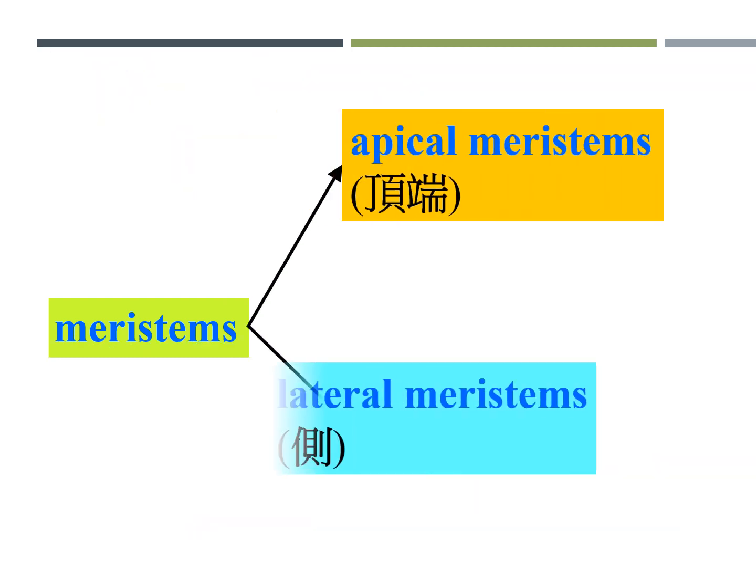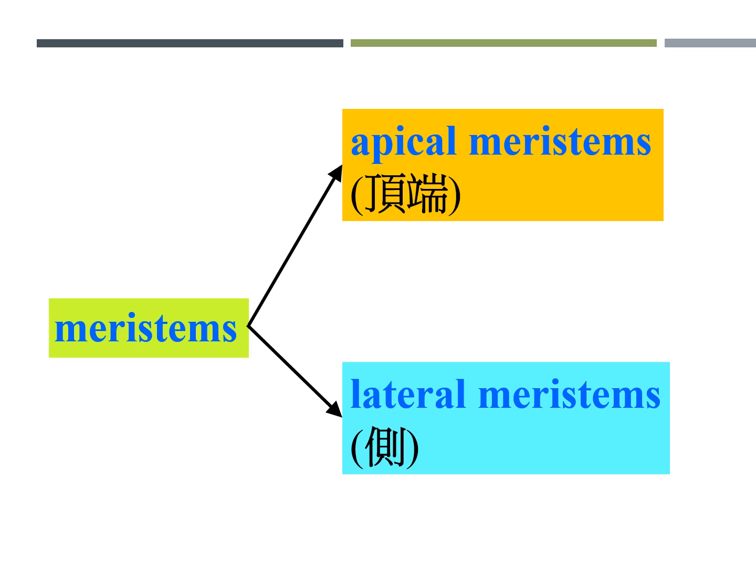There are two types of meristem. The first type, we call them the apical meristem, which you can find at the shoot tip at the very top and the root tip at the very bottom of the plant. This type of apical meristem helps the plant to increase in height, to grow taller and deeper. The other type of meristem, we call them the lateral meristem. They help the plant to grow laterally, to grow in width.